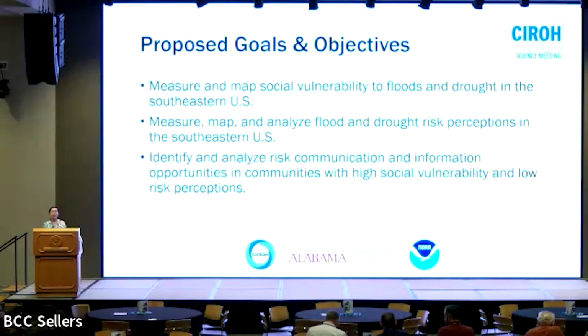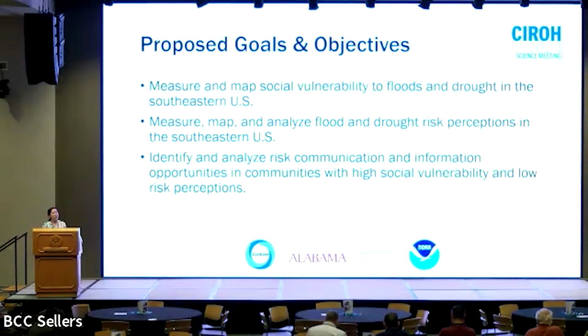So the proposed goals and objectives, we try to measure. The first objective is to measure and map social vulnerability to both floods and droughts in the entire southeastern U.S. And the second objective is to measure, map, and analyze flood and drought risk perceptions in the southeastern U.S. So I want to highlight the second objective because nowadays a rapidly growing number of studies are focused on assessing social vulnerability to various natural hazards, including drought and flood at various geographic areas.